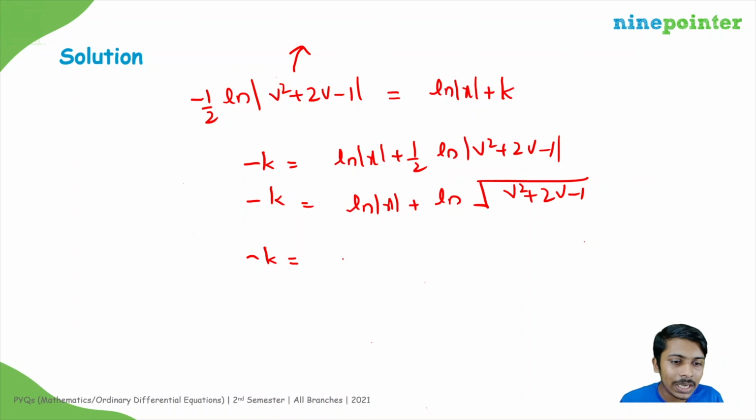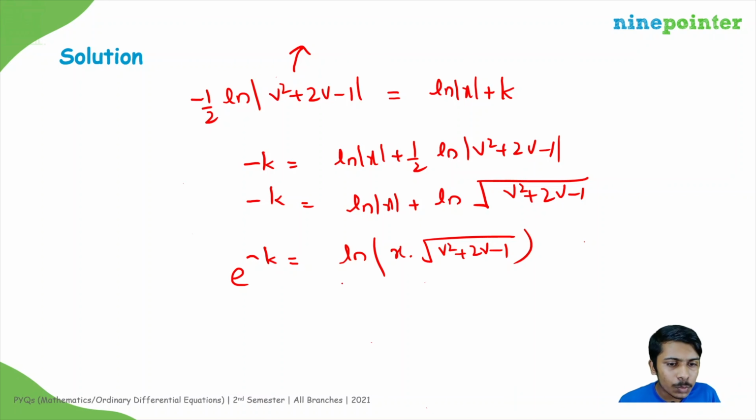Now we have minus k is equal to log a plus log b, that will be simply log ab. So I will have log mod x into root v square plus 2v minus 1. Okay, let me just take exponential on both sides. So e raised to minus k, that is some another constant. Let me just name it as m. I can put any, no issue. Now e raised to ln of anything will be exponential and logarithm are just inverse functions. So they just get cancelled, and we have x into root of v square plus 2v minus 1.